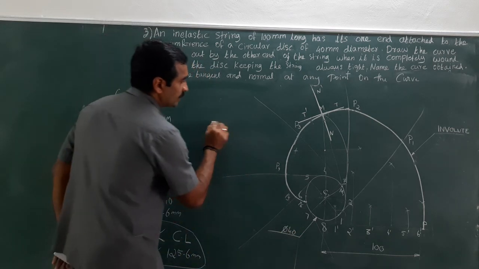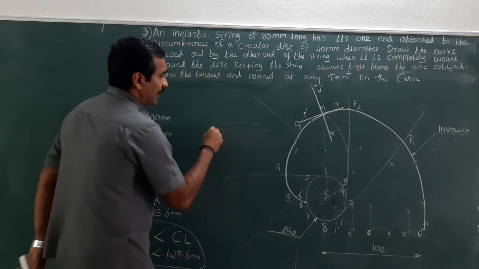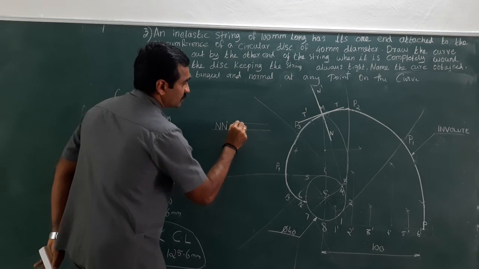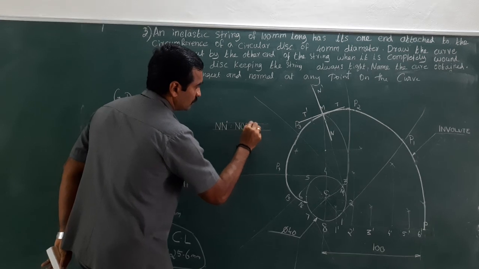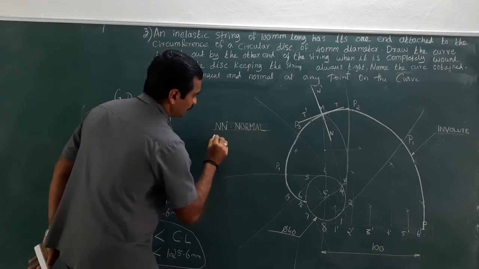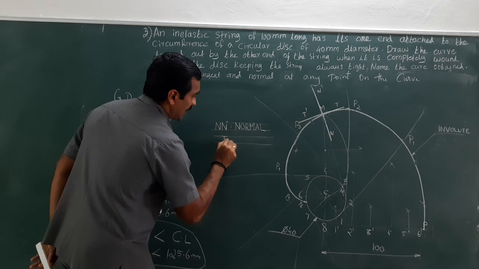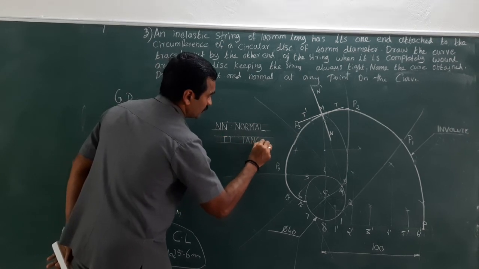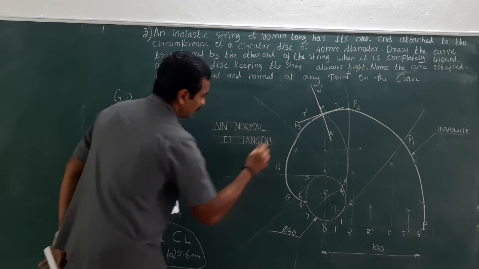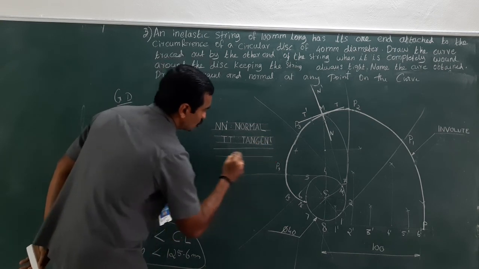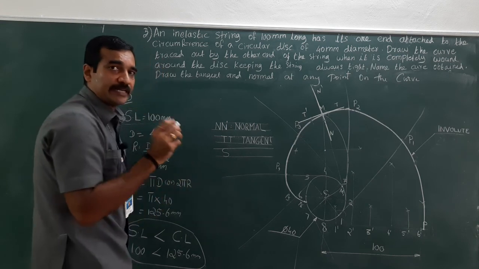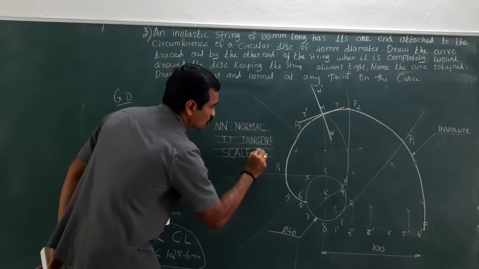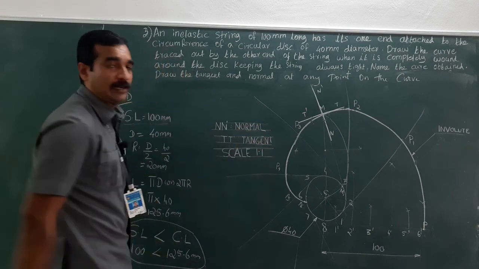Next, open up the guideline to mention n dash as normal, t dash as tangent, then the scale which has been used. Here I have not considered any special scaling, so I can mention this as scale 1:1, which is the actual scale or the true scale.